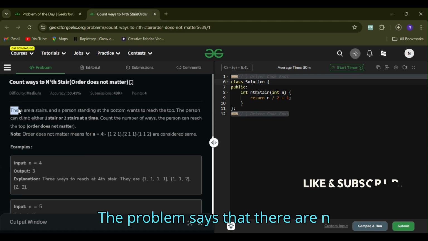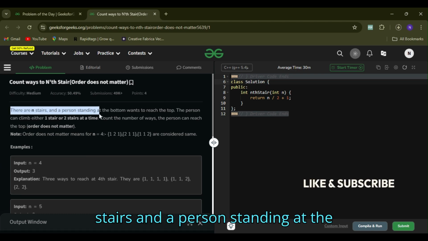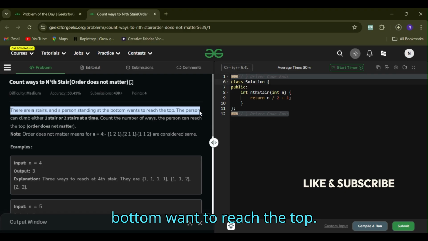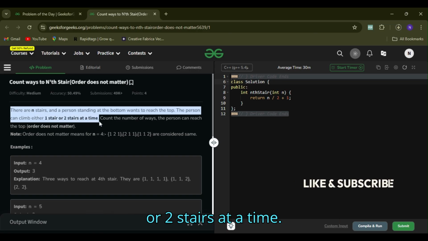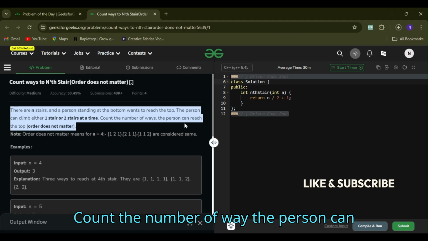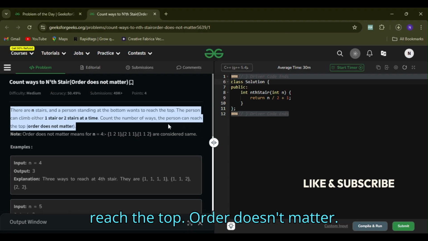The problem says that there are N stairs and a person standing at the bottom wants to reach the top. The person can climb either one stair or two stairs at a time. Count the number of ways the person can reach the top. Order doesn't matter.